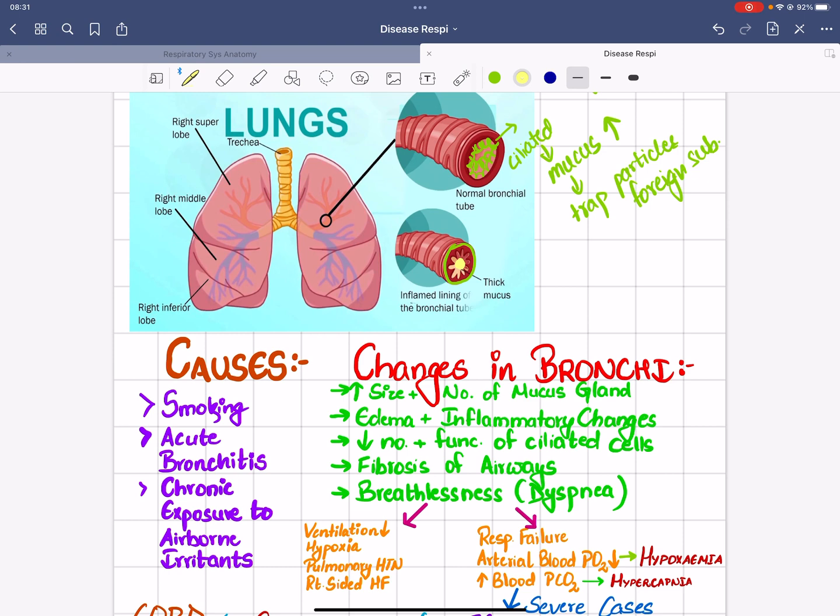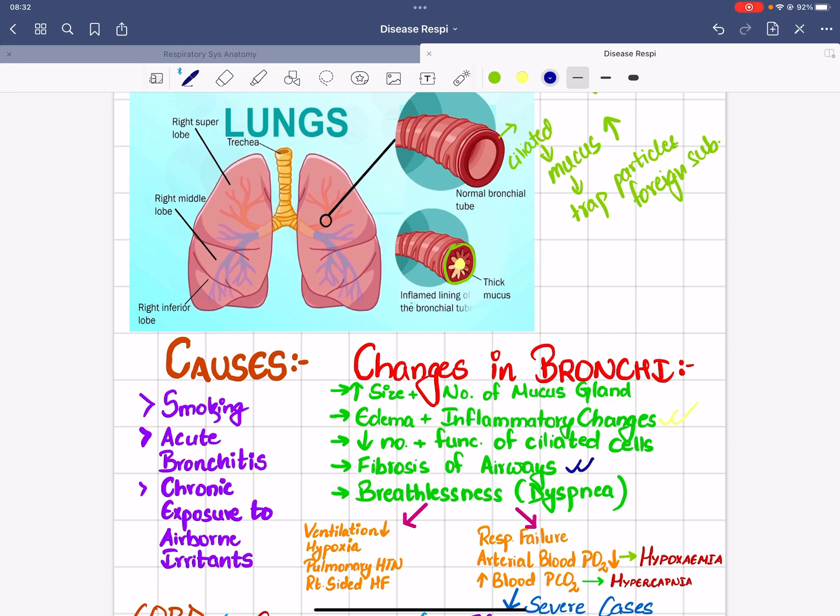Due to this, the main problem with bronchitis is that it affects the size of the airway tract through which the air passes or flows inside and outside our lungs, due to which the client or the patient could have difficulty in breathing properly. Likewise, there is edema and inflammatory changes as well. And even the person can have fibrosis of the airways.